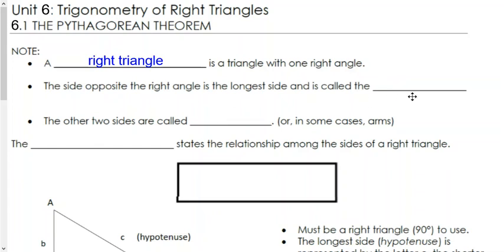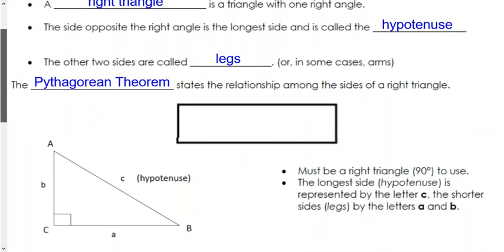The side opposite the right angle is the longest side, and it, of course, is called our hypotenuse, and the other two sides are called legs. You will sometimes see them called arms, but I will not be calling them arms. I will be calling them legs. Our triangles here will be armless.